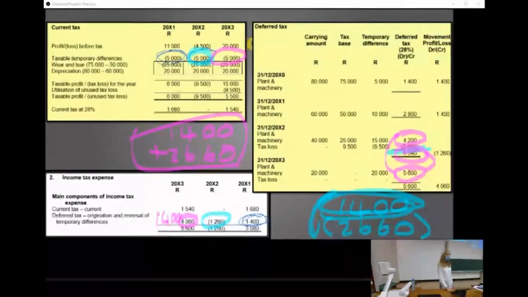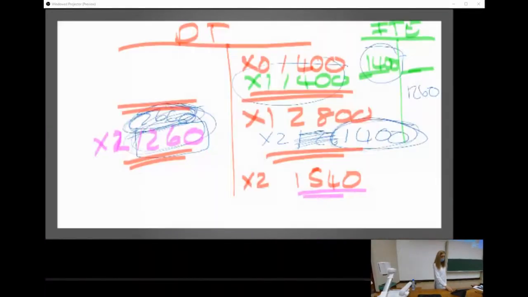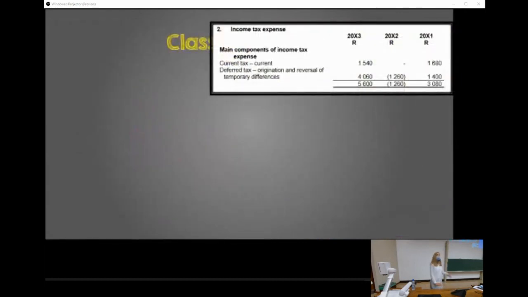Okay, everyone happy with that? What would the account be for the 1260? What would be the journal there, the 1260? We will debit our deferred tax in order to get to our closing balance that we want from 1540, and the credit will go to my income tax expense. Yes, thank you, Mr. Armstrong. Cool. Good.